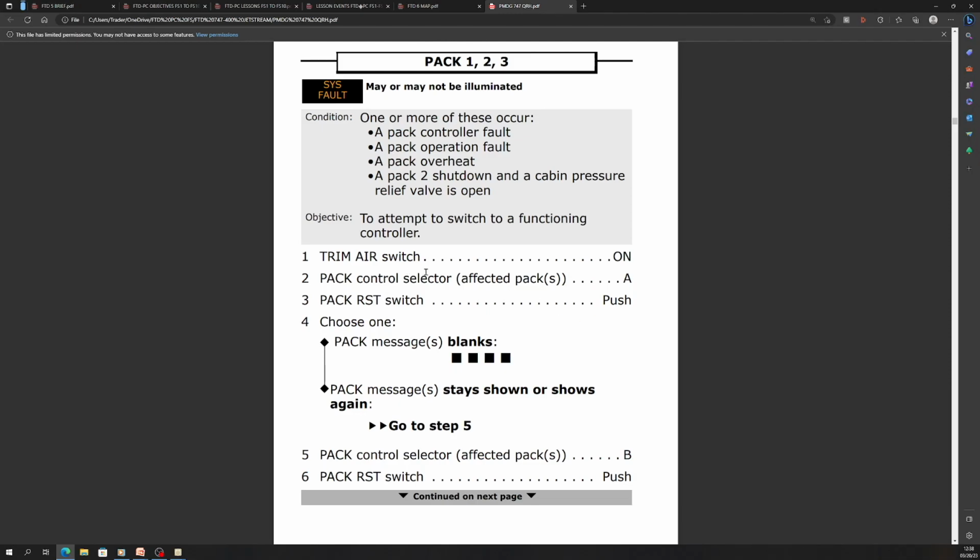When we bring the pack control selector to A, that's a rotary switch. So we're going to bring it out of the normal and go to the A position. That's a rotary switch. But then when we push the pack reset switch, that's a momentary action switch. It'll go in, it'll come right back out. You want to make sure when you push these switches, if you were actually to do it, you have to kind of hold it in for just a half a second or so to make sure it makes contact.